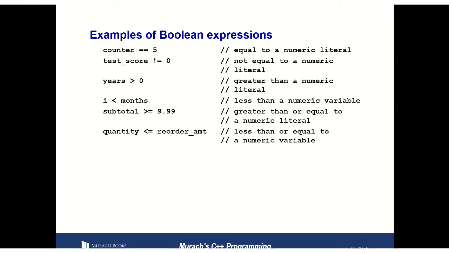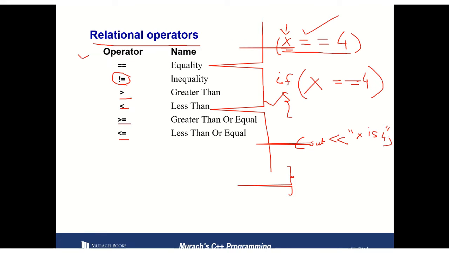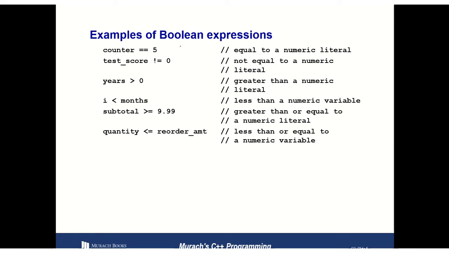Now you can use a Boolean example just like I used this one, x equals 4. You can see we did here as an example counter equals 5, where counter is an identifier. Or you can say testScore not equals 0. This is also another identifier, and it says this identifier is not equal to 0. Or you can say y greater than 0, so it is greater than a numeric literal.